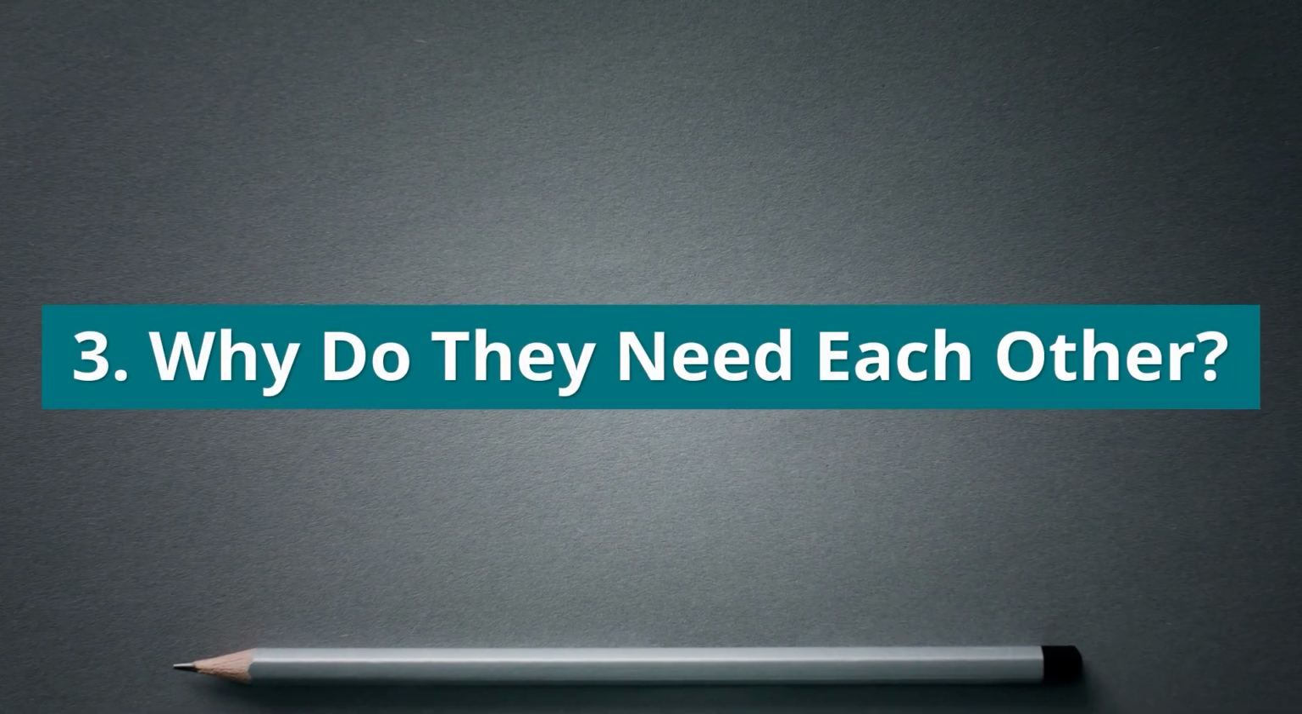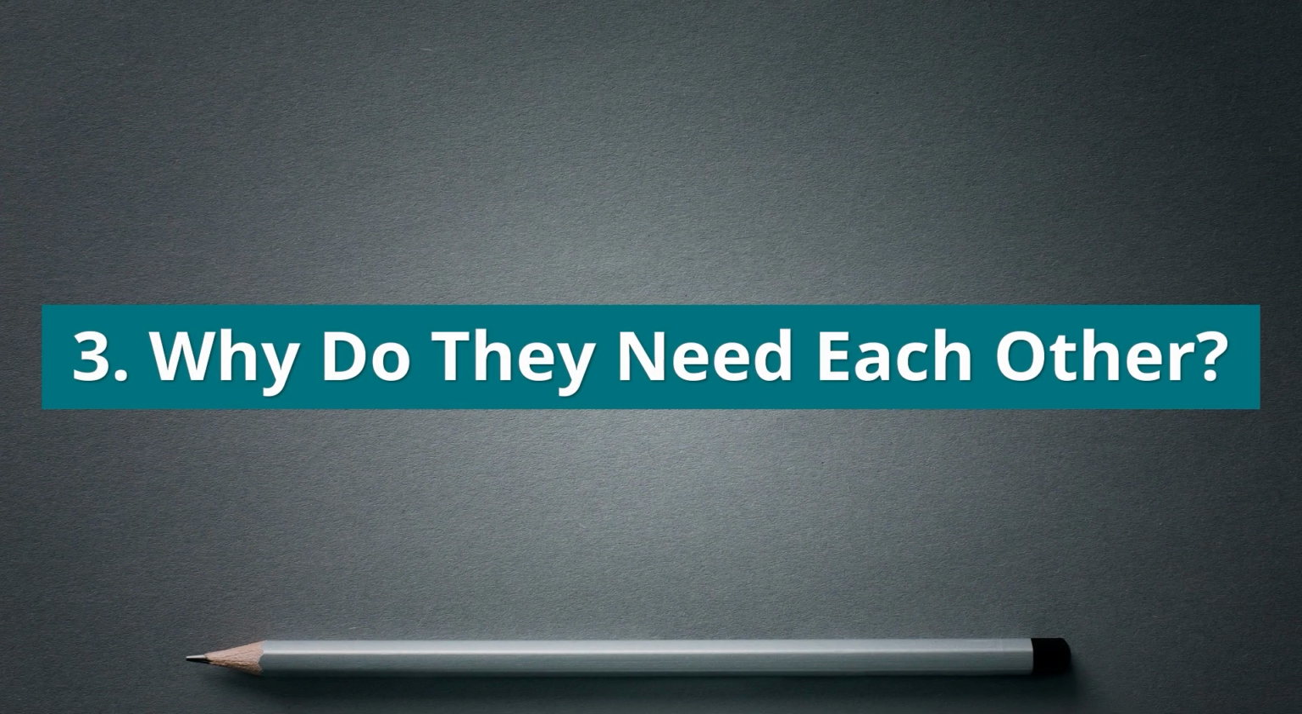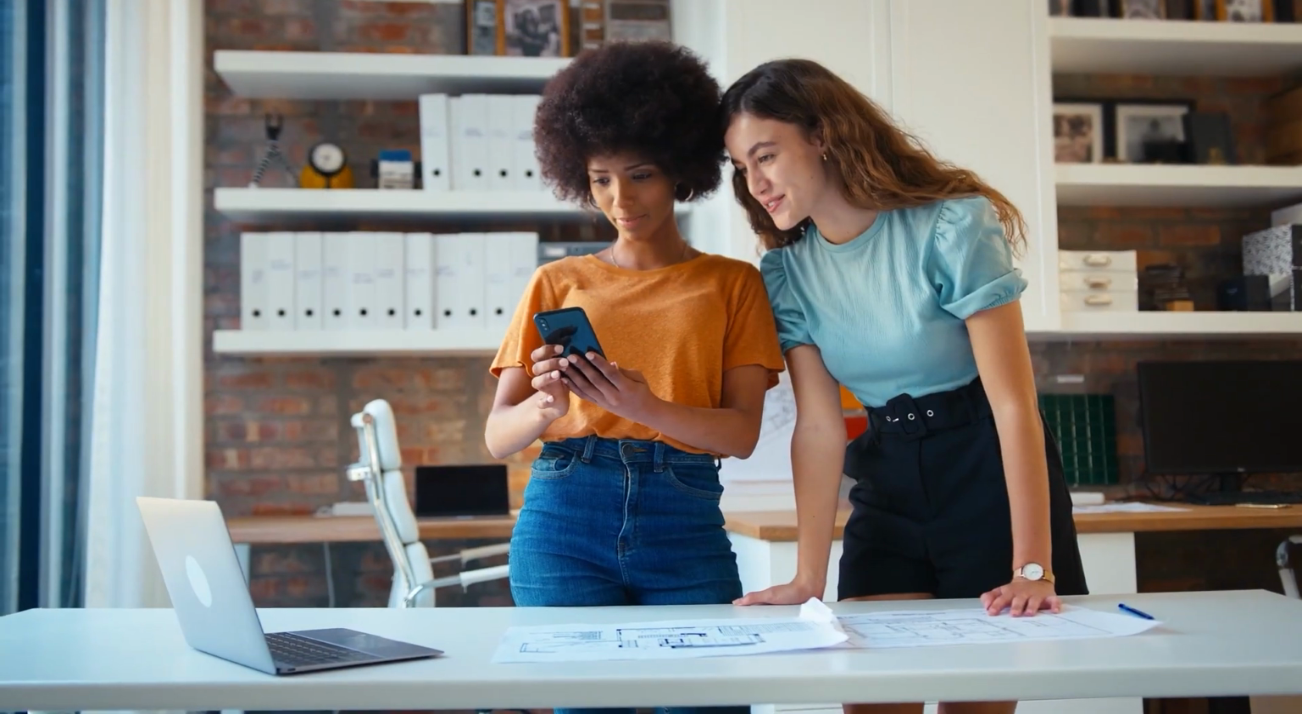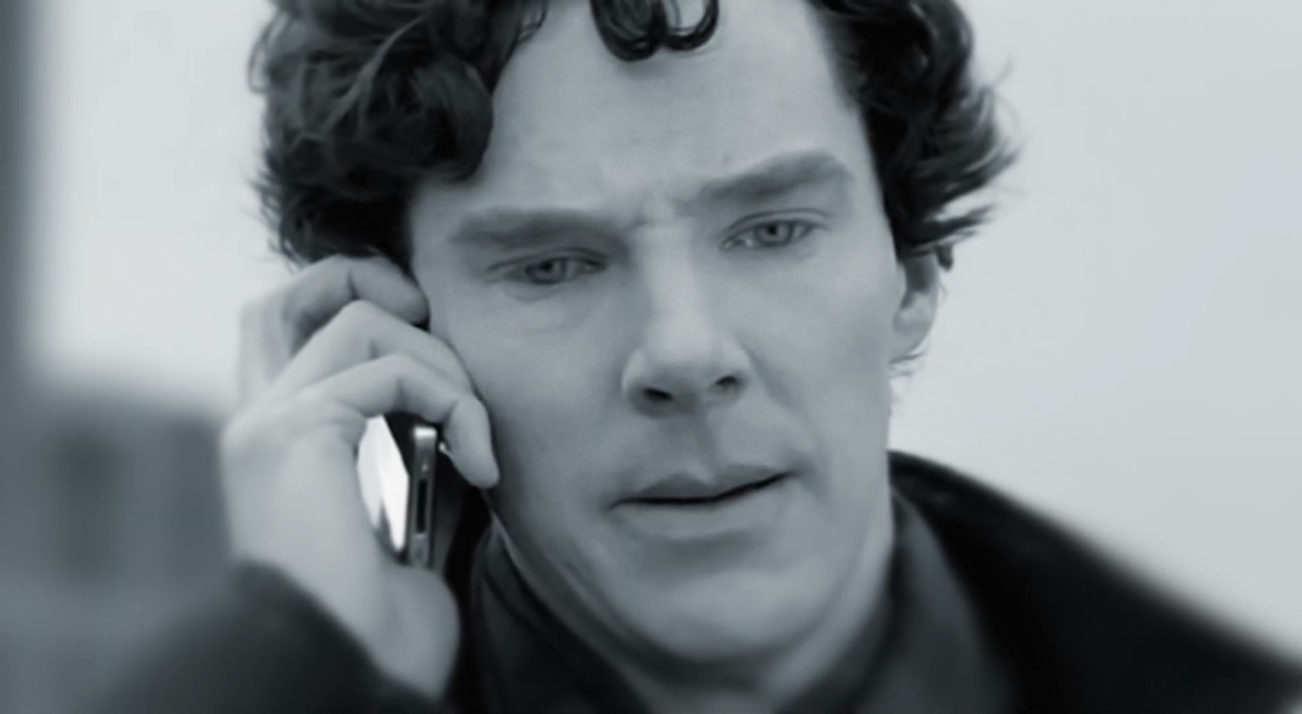Number 3, why do they need each other? Friendships work best when there's a clear purpose that ties them together. Now, this could be external, like a specific mission that they're both trying to achieve, or internal, like emotional support. And of course, we need to talk about stakes. So if the friendship falls apart, what is the potential loss of that?